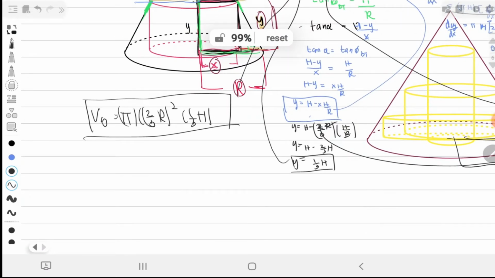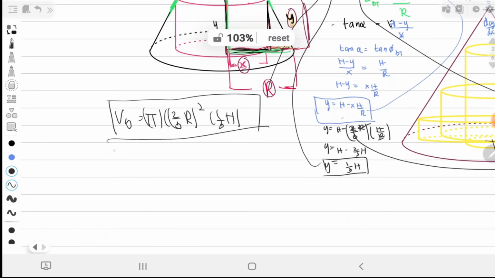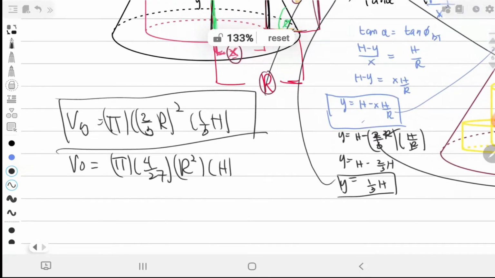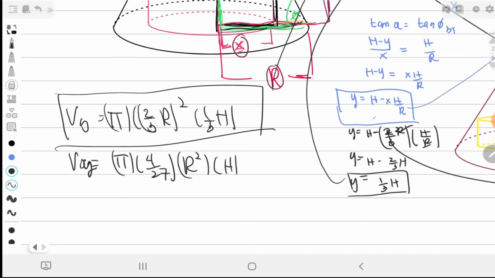So, linisan lang natin. So, we have 2/3 squared. So, 2/3 squared multiplied by 1/3. We have a value equal to 4/27. So, V of the cylinder is equal to pi multiplied by 4/27 multiplied by our r squared multiplied by our h. So, saan galing to 4/27? So, 2/3 squared multiplied by 1/3. So, this is our V of our cylinder.